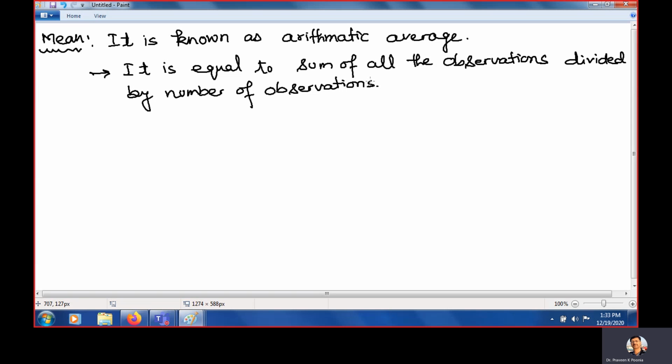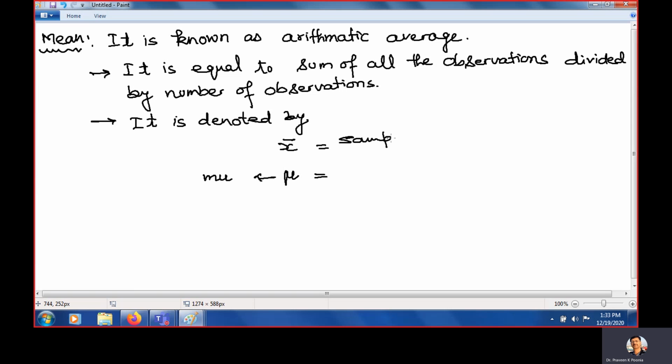Right? Number of observations. Clear? So this is denoted by... there are two notations. One is x bar, one is mu. This is named as mu. Clear? Okay. So x bar is for sample data.